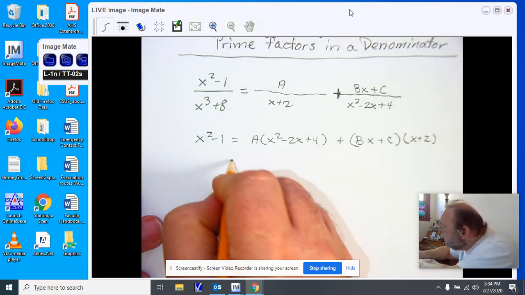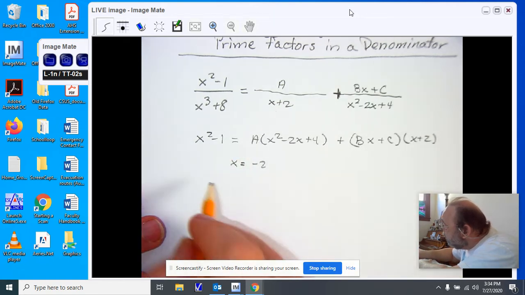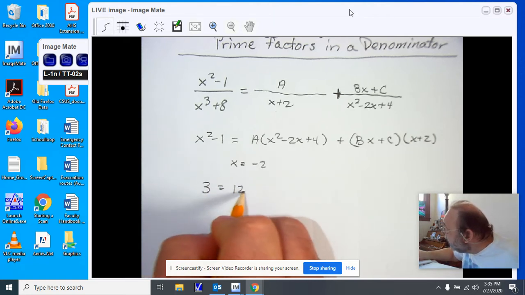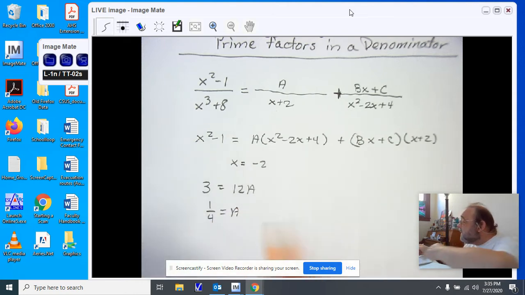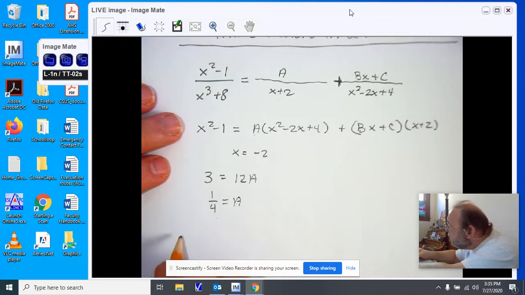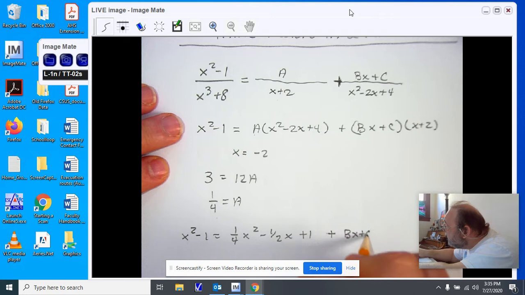Instead, I'm going to use x equals negative 2, but you'll notice that this is only going to give us one term. And when we do this, we end up getting 3 equal to 12a, for 1/4 equaling a. Now, using this process, it's going to require us to replace the a with 1/4 and distribute, so that we end up with x squared minus 1 equals 1/4 x squared minus 1/2 x plus 1, and then we have this bx plus c times x plus 2.